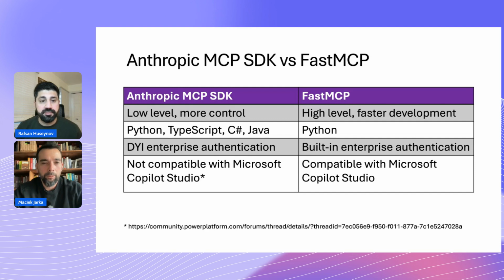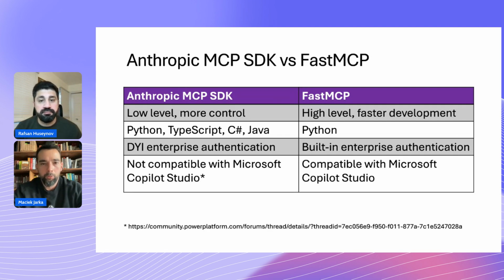but FastMCP, with all these add-ons, allows you to deliver your solutions faster, but at the same time, it's slightly more high level. And in contrast to Anthropic MCP, it's only in Python, while Anthropic MCP is available in Python, TypeScript, C#, and Java. But the most important reason why we have chosen to implement this in FastMCP is that it has built-in decorators called middleware that make it much, much easier to get enterprise authentication. That's reason number one.